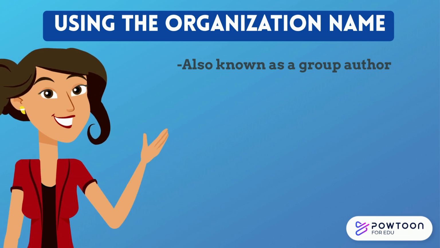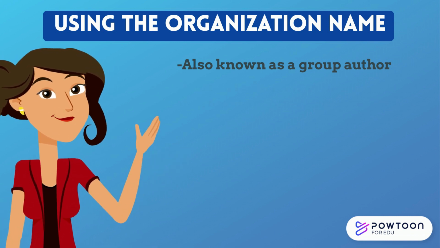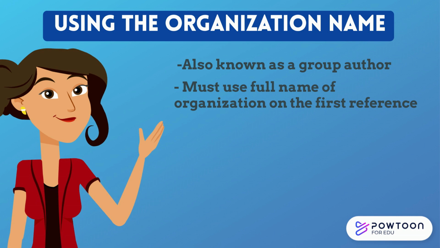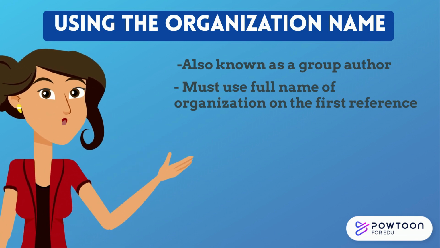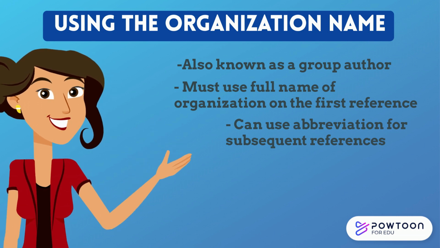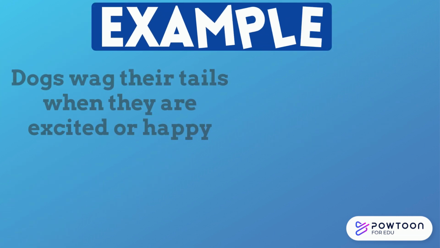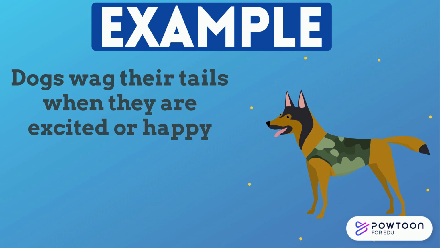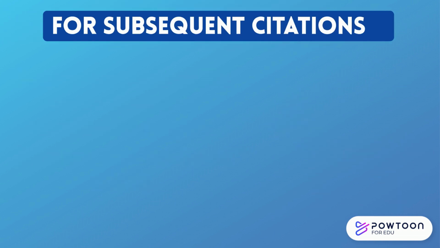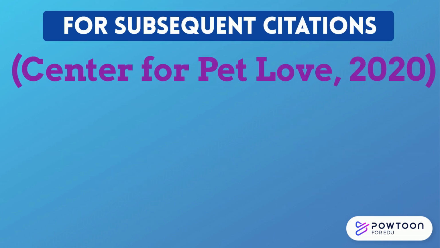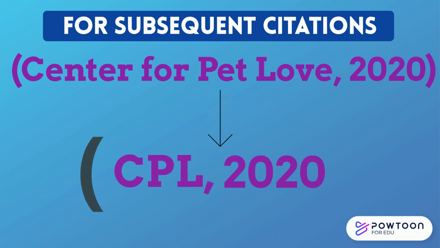If the organization has a common abbreviation, like the CDC, you will need to refer to the full name in the first citation, and then for the subsequent citations, you can use the abbreviation. For example, dogs wag their tails when they're excited or happy (Center for Pet Love, 2020). Then for subsequent citations for the same source, we would cite it as (CPL, 2020).